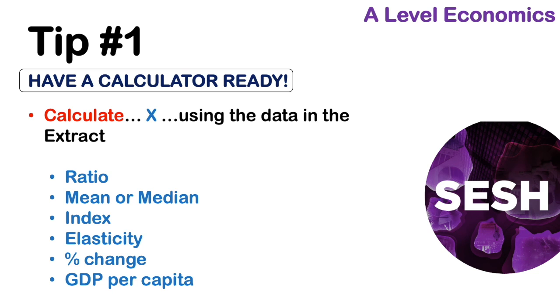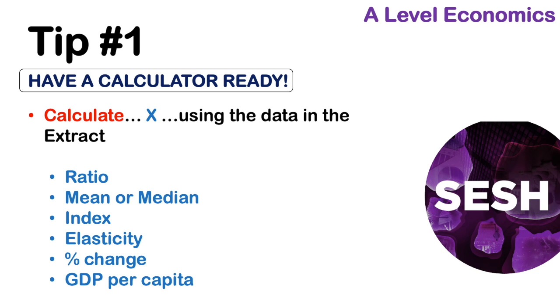It will be something along the lines of calculate X. X could be a ratio, a mean, or a median. Know the difference there. It could be an index, or it could be an elasticity. Know your elasticities. It could be a percentage change. That's an absolute classic. Or if it's macro, it could be something like real GDP or GDP per capita.